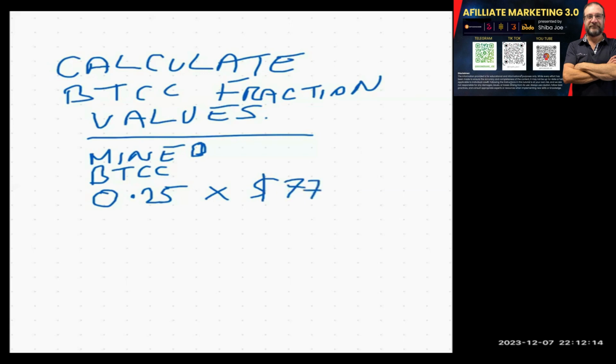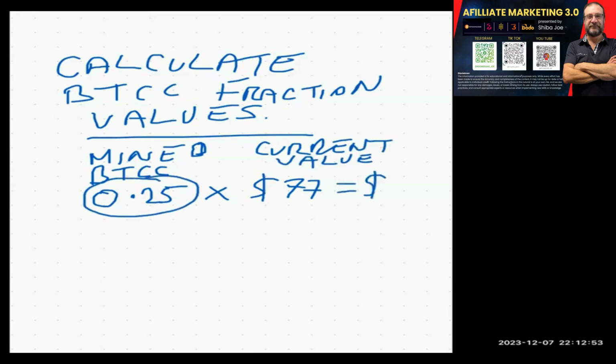So you multiply the part of the BTCC that you've mined by today's value. So 0.25 BTCC by current value. If you do that multiplication, you'll see that a quarter of a BTCC is worth $19.25. Now you can see if that's correct, because if you do it the other way, if you divide 77 by 4, it will come to exactly that number. So you can verify that you've done that correctly.